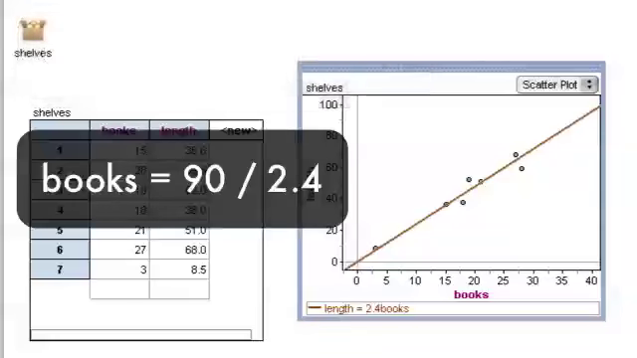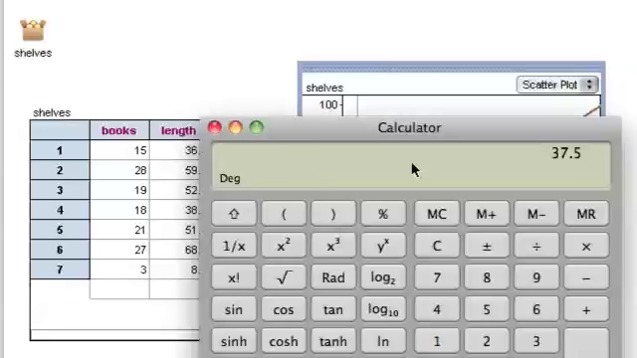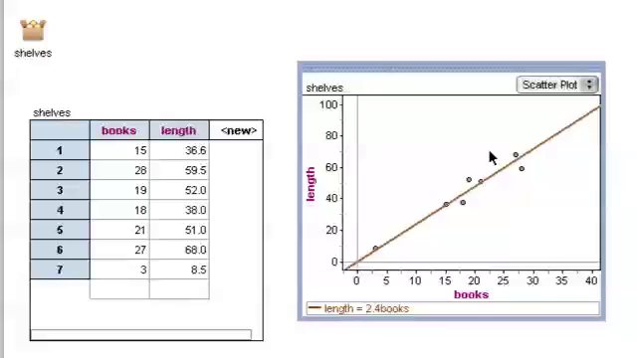Going to bring up my trusty computer calculator, bring it into the window. So I say 90 divided by 2.4 equals 37.5 books. Once again, do you think that's going to be the exact number of books, 37.5? Of course not. Now I'll leave it to you to figure out what's the best way to determine the range of the number of books you would expect for a 90 centimeter shelf.